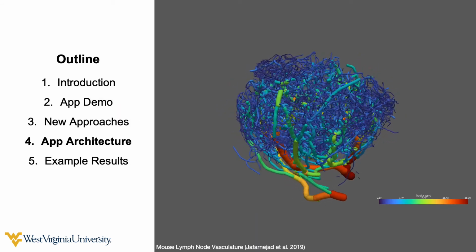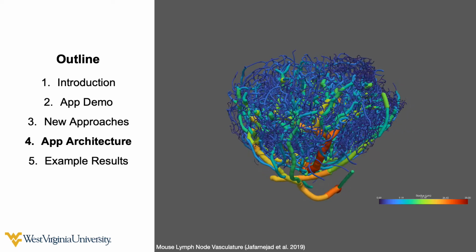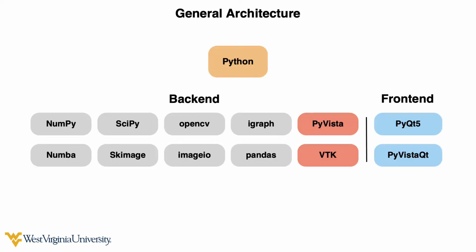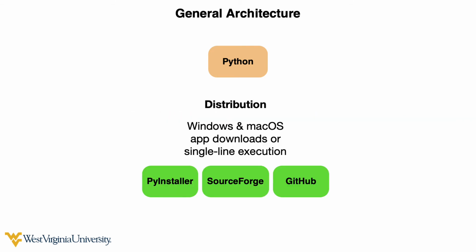Next, for those that might be interested, I want to provide a brief overview of the app's architecture. VesselVio was built entirely using Python and relies on a number of amazing open source packages, including NumPy, iGraph, and PyVista. The app can be used from the terminal, but it can also be downloaded. Downloads are bundled using PyInstaller and are distributed using SourceForge. Of course, the source code will always be available on GitHub for terminal-based builds.